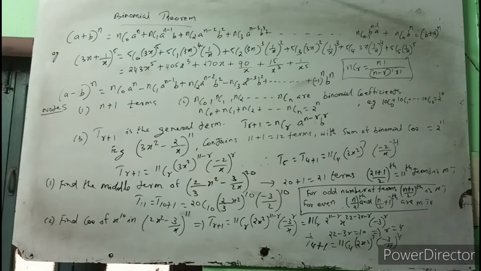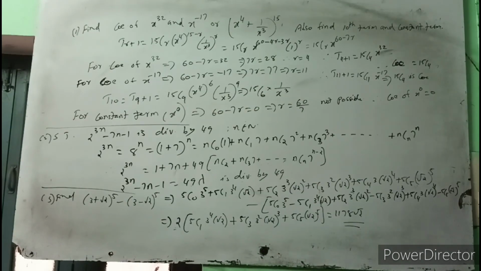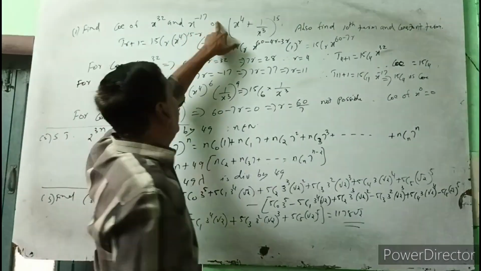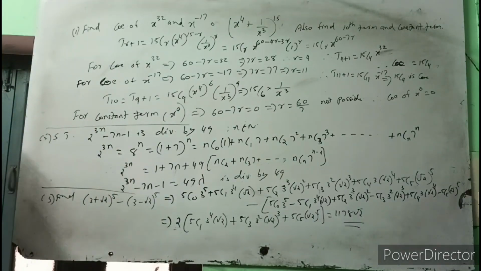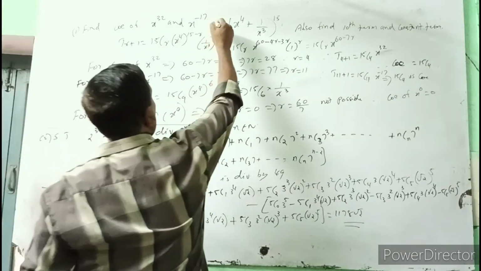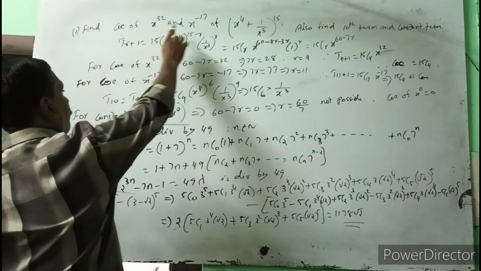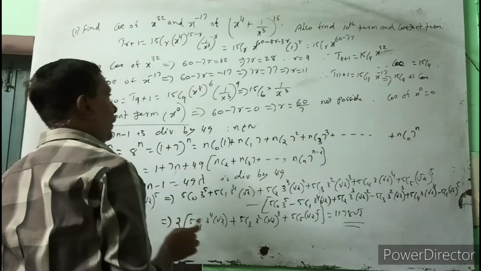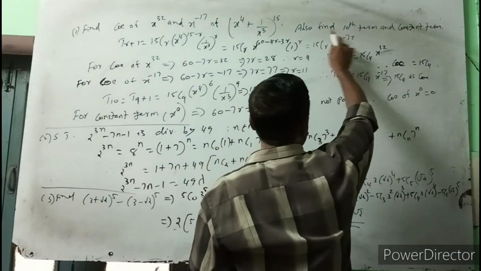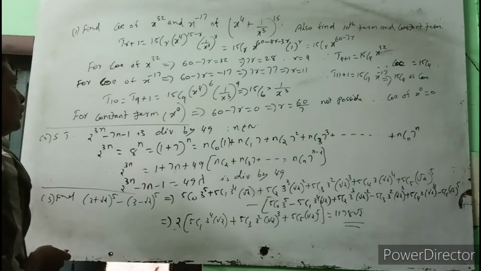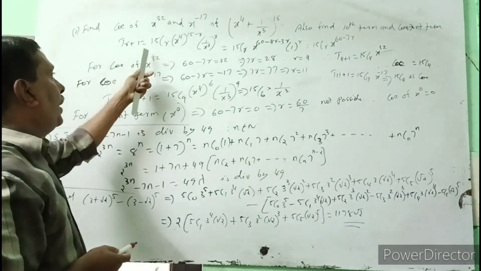Some more questions I will give you now. One of the questions: find the coefficient of x raised to 32 and x raised to minus 17 of x raised to 4, in this expansion. When you are expanding this, what is the coefficient of x raised to 32 and x raised to minus 17? Additionally I wrote 2 more questions: find the 10th term and the constant term. So let's see. Whenever you want any coefficient, you have to find out the general term.